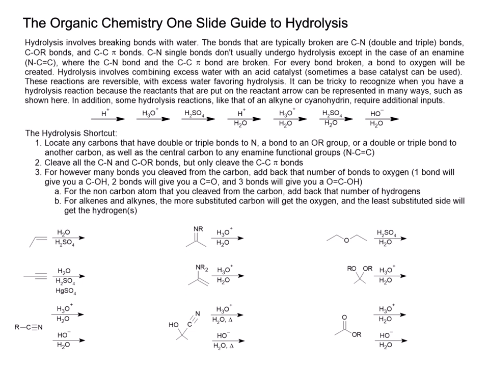For the non-carbon atom that you cleaved from the carbon, add back that number of hydrogens to it. And for alkenes and alkynes, the more substituted carbon will get the oxygen, and the least substituted side will get the hydrogens. Let's go through all of these examples. For all of these reactions, the first thing we're going to do before we draw the products is say which bonds we're going to cleave.